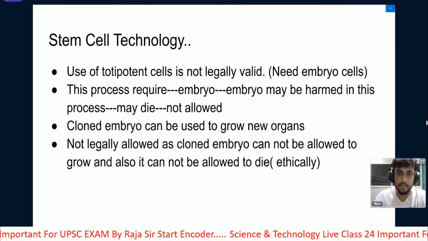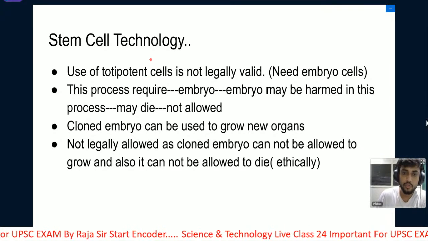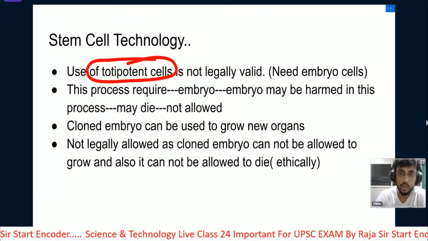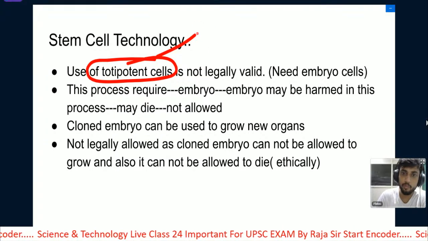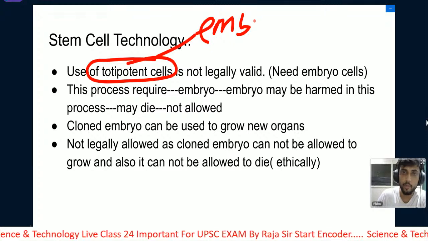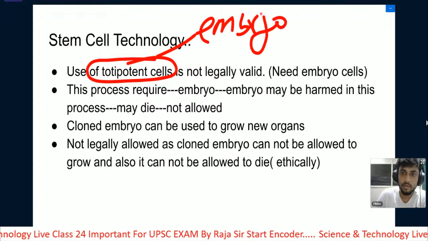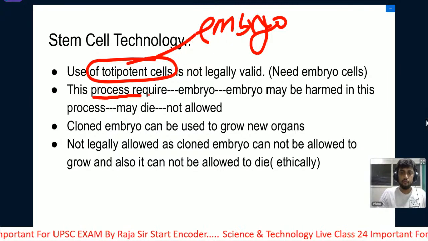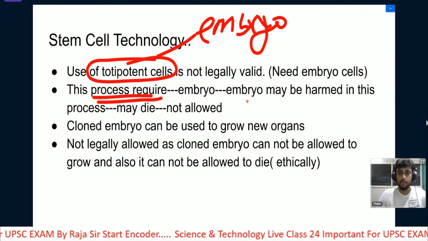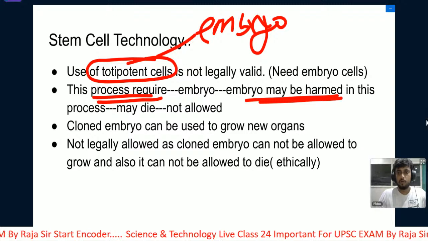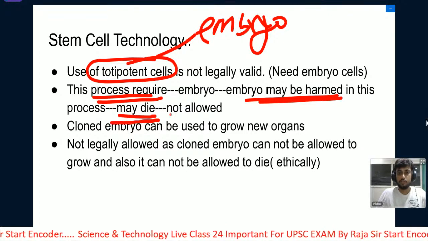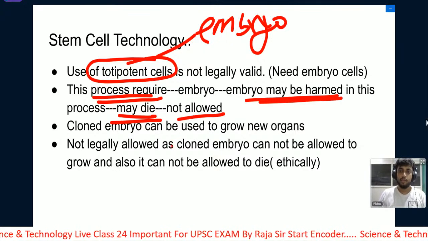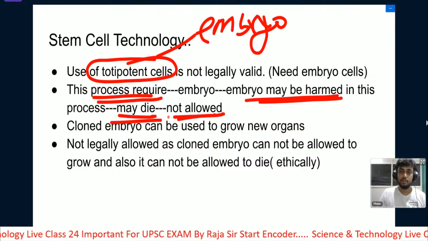So there are certain issues. We cannot use totipotent cells, because totipotent cells are derived from the embryo. They are the embryonic cells, and in the process of acquiring the totipotent cells, the embryo may be harmed. It may even die in the process. If you try to take a few cells from the embryo, it may die in the process.